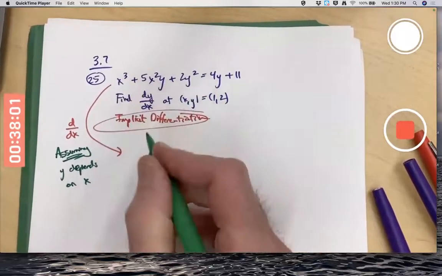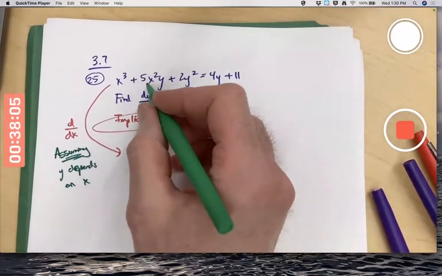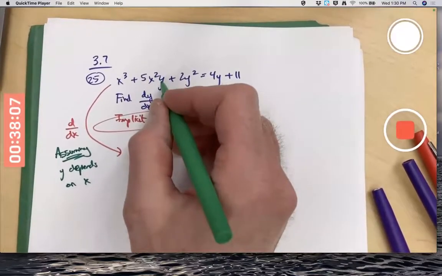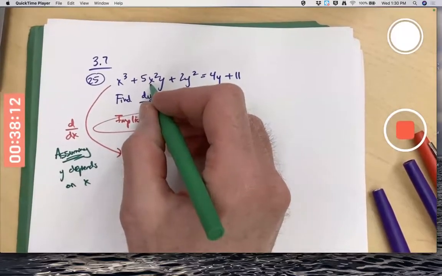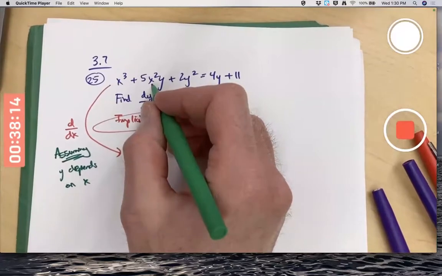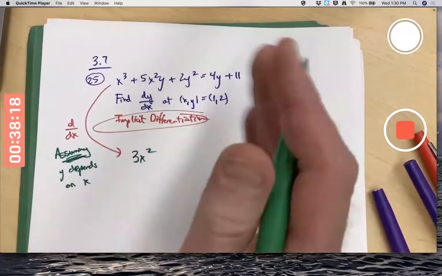Differentiate everything with respect to x. Well, that one's easy, 3x squared. But what about this one? Remember, y is not a constant here. The answer is not 10y times x to the first power. That's not the right thing to do, because I'm assuming y is a function of x, and it turns out that is a good assumption to make.